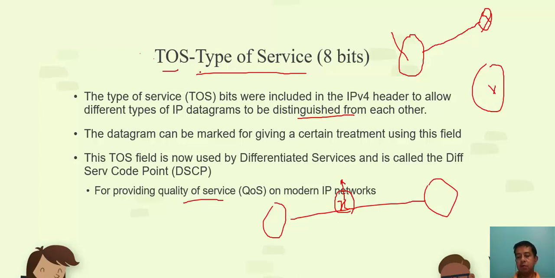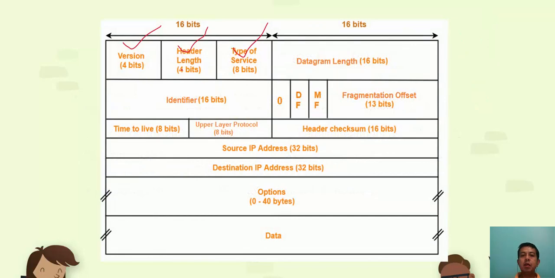We'll discuss the type of service field in detail, as it is being used today, in a separate lecture when we discuss multimedia networking. So as of now, simply understand that the original intention of type of service was to provide a mark on the datagrams which would give a chance to the router to provide preferential treatment on certain datagrams, but that particular idea was never implemented in the internet.